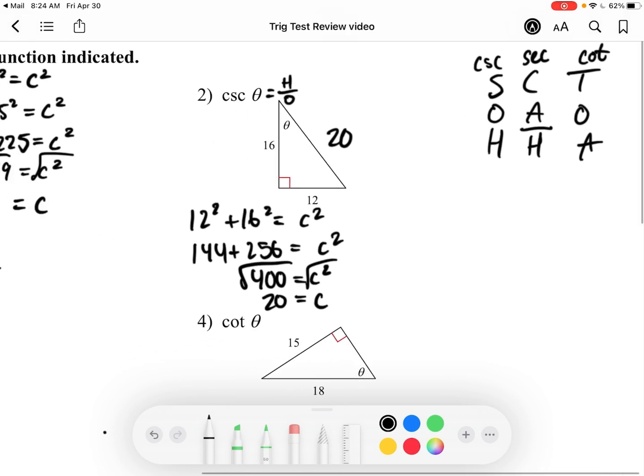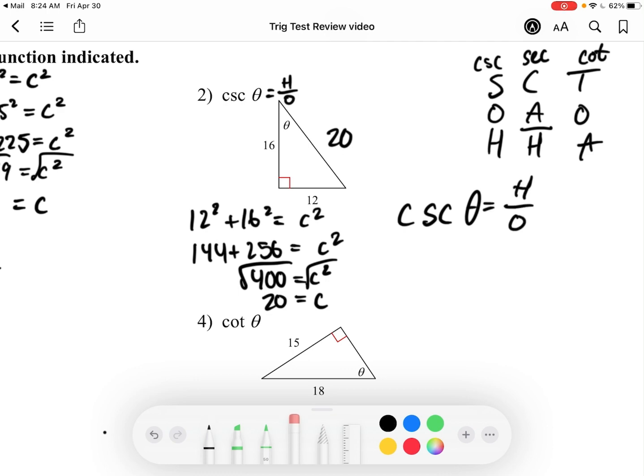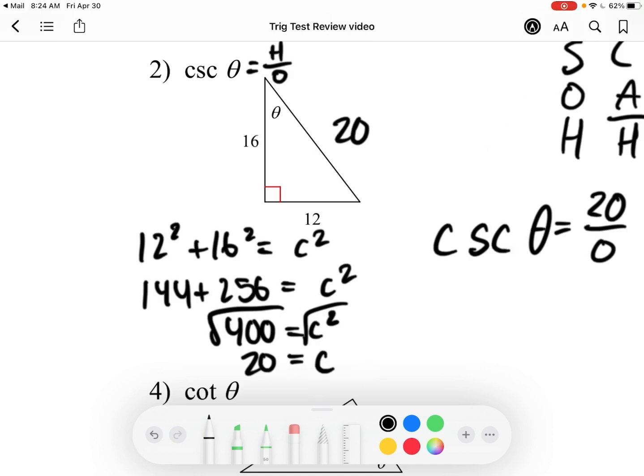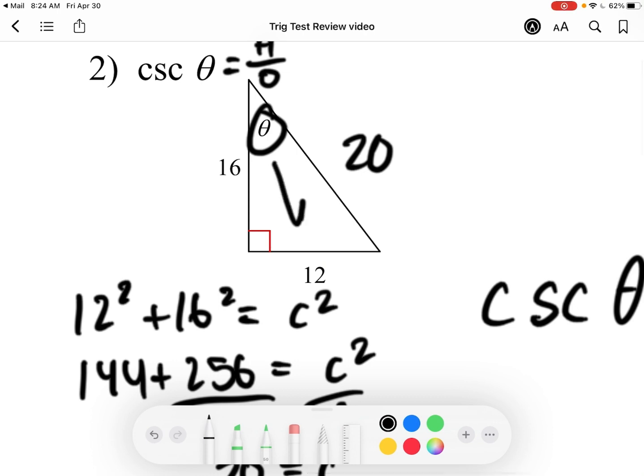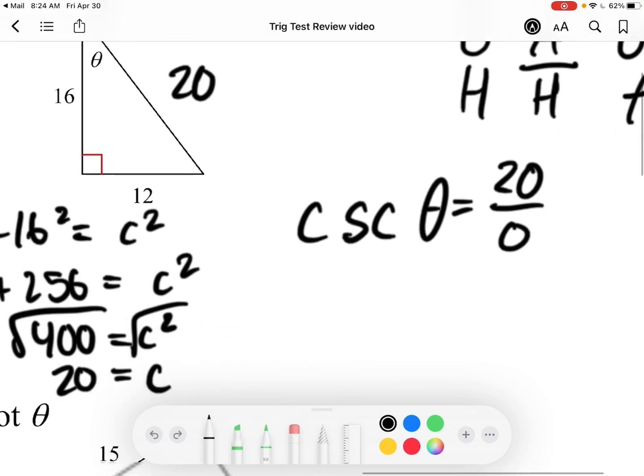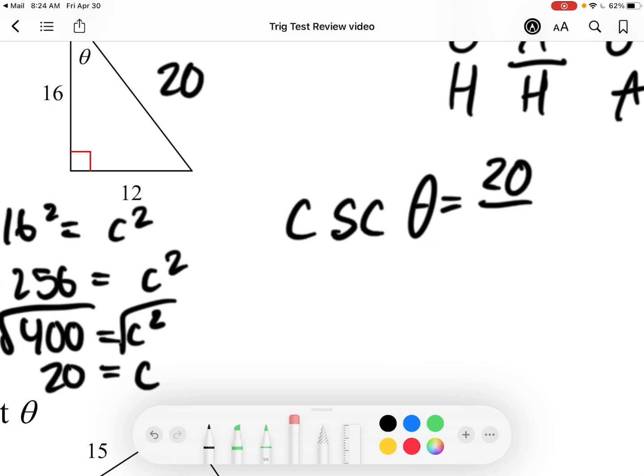So now to write my answer, I'm going to write cosecant theta is equal to hypotenuse over opposite. So my hypotenuse is 20, so I'm going to replace that h with 20. And the opposite side to this angle, right here, so here's the angle. The opposite side to it is the 12 side. So I'm going to replace the O with 12.